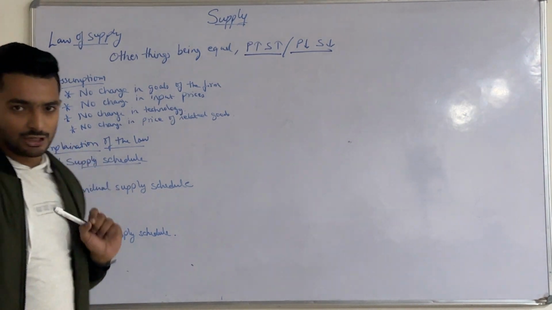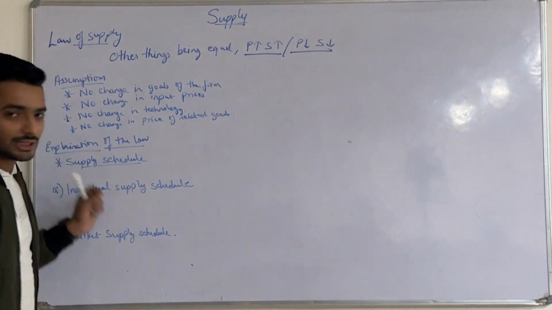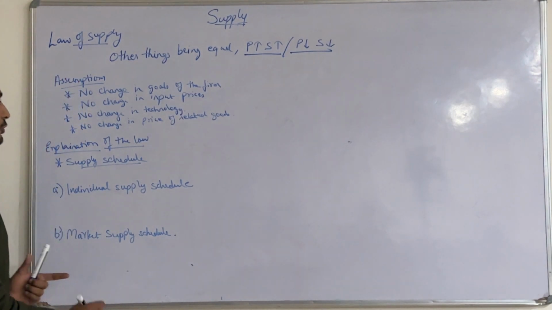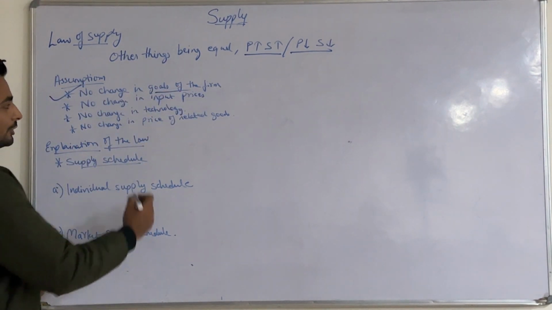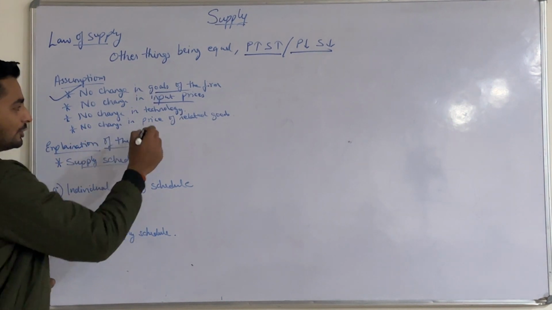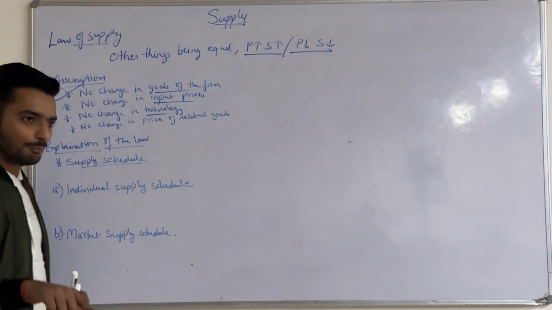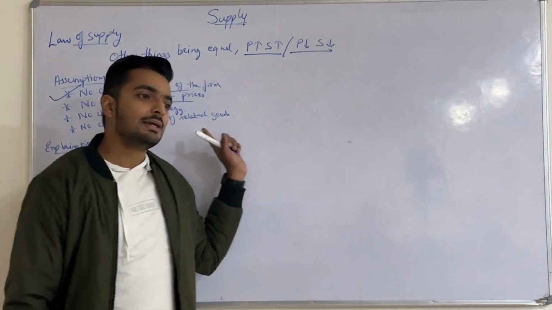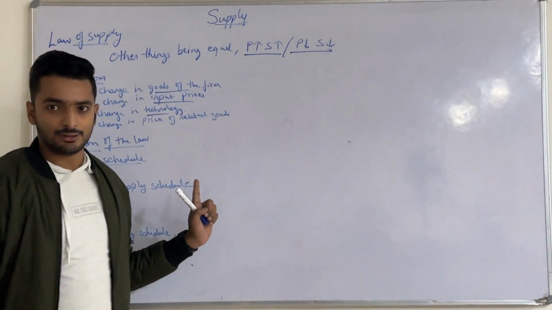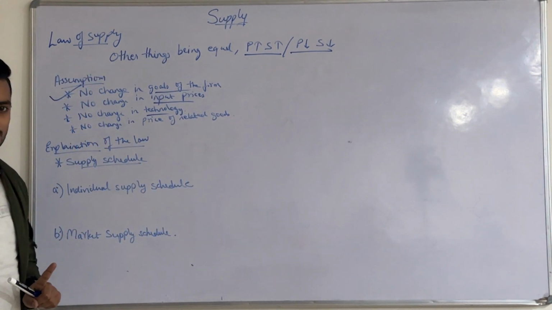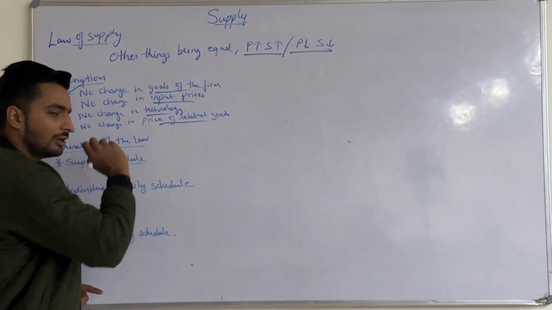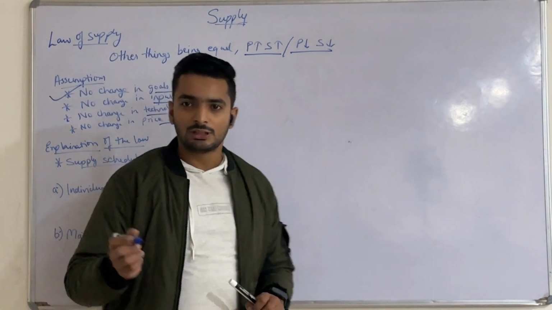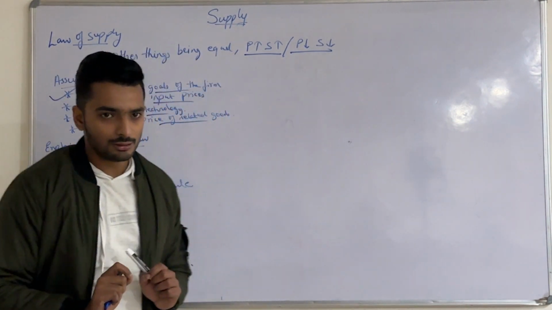Now, next are the assumptions of the law. First, you will write the meaning of the law, then the assumptions. What are the assumptions of the law? We assume that there will be no change in goals of the firm, no change in input prices, no change in technology. So, except price, other factors will be constant. There will be no change in other factors except price. The price of related goods will not change. So these are the assumptions of the law.